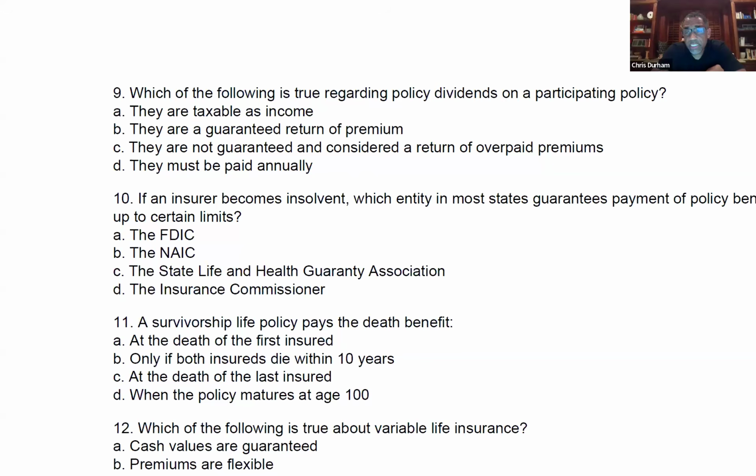Don't let that participating policy part throw you off. Any policy that pays dividends is called a participating policy. If the policy pays dividends, it's called participating, meaning you're participating in the profits of the company in theory. But don't worry about that part. The policy paid dividends. What happens with the dividend?